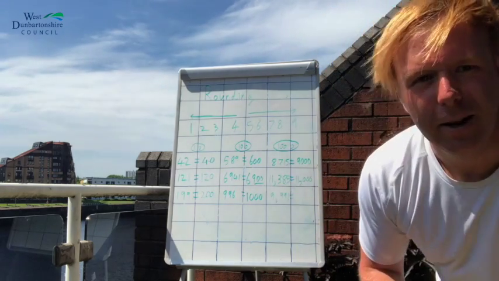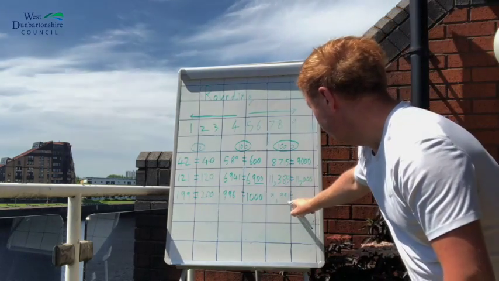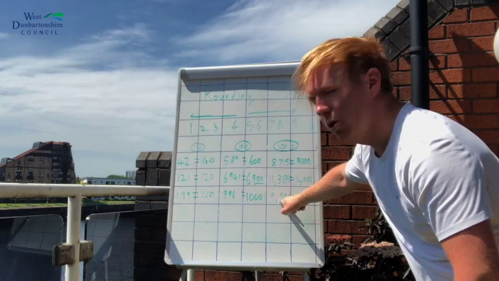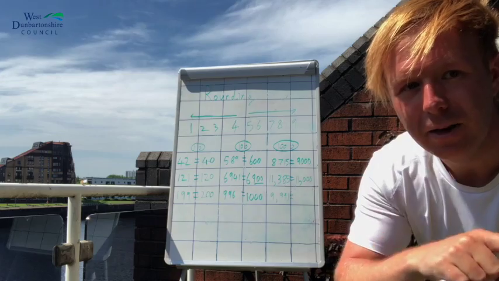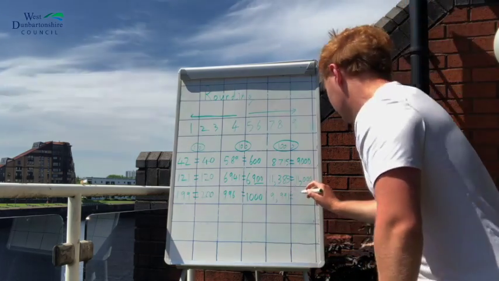Final question now, 9,991. Looking in my hundreds column as always, 900 means we round up. The next 1,000 after 9,000 is 10,000.